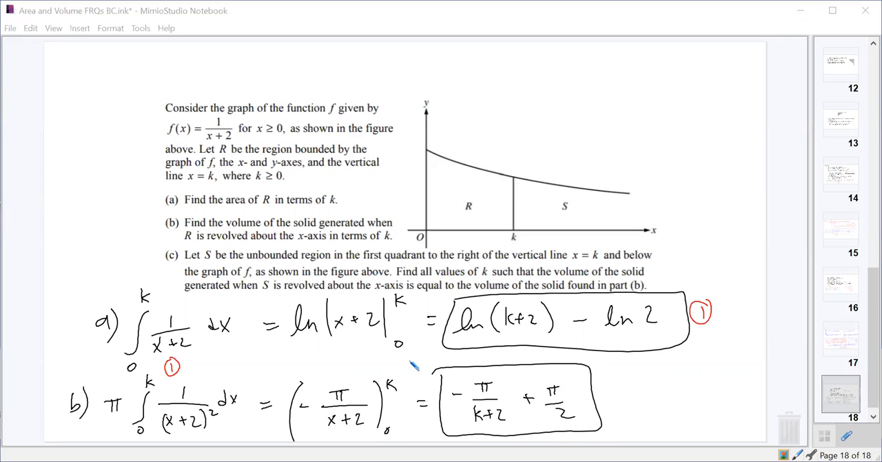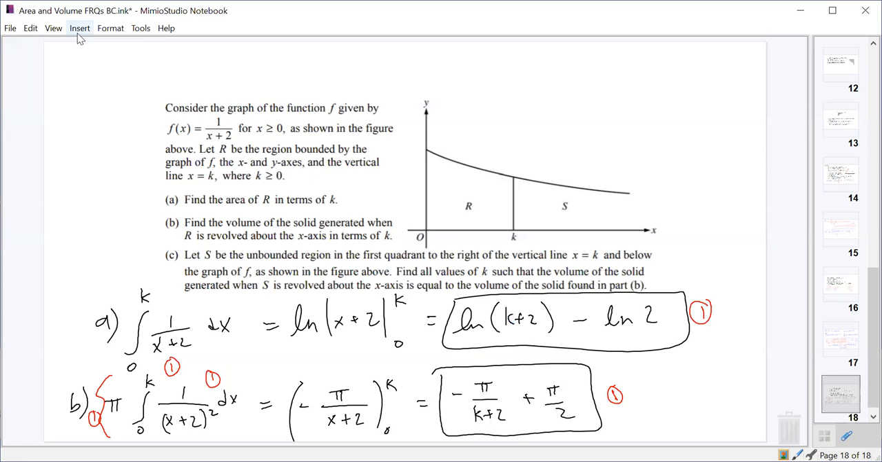And this one, like I say, I'm going to give 3 points for this one. 1 if you have the right limits, 1 for the correct setup, and 1 for the anti-differentiation and evaluation. So 5 points total from A and B. Good or no?